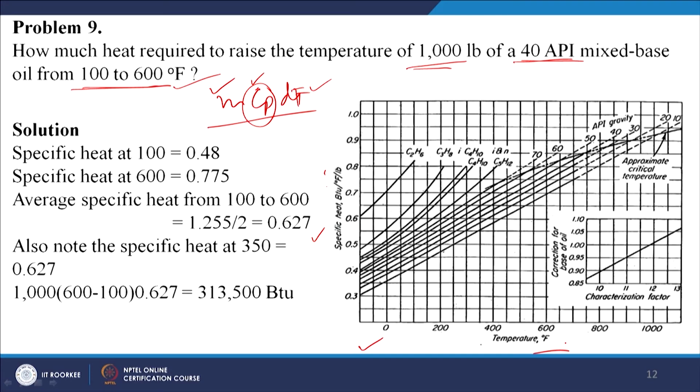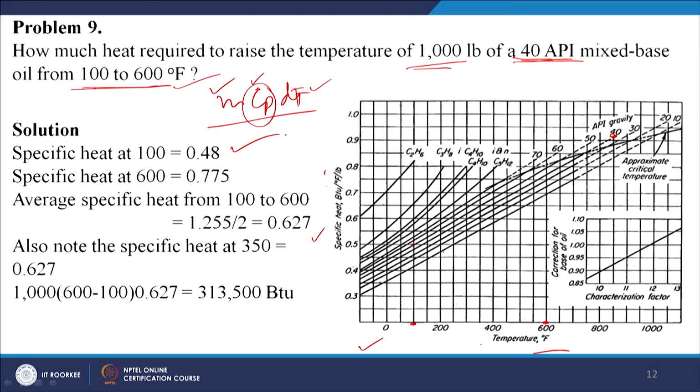So, if we see in this case we have two temperatures, 100 and 600 Fahrenheit, and our oil is 40 API. In this graph we see different API values are shown: 10, 20, 30, 40, 50, 60, 70 like this. So, our case is 40. So, we will consider this 40 case, and we have temperature one is 100. So, this is our 100 and we have another 600. If we go up and take this line, it is coming here. So, this value is almost coming below 0.5. So, it is around 0.48.